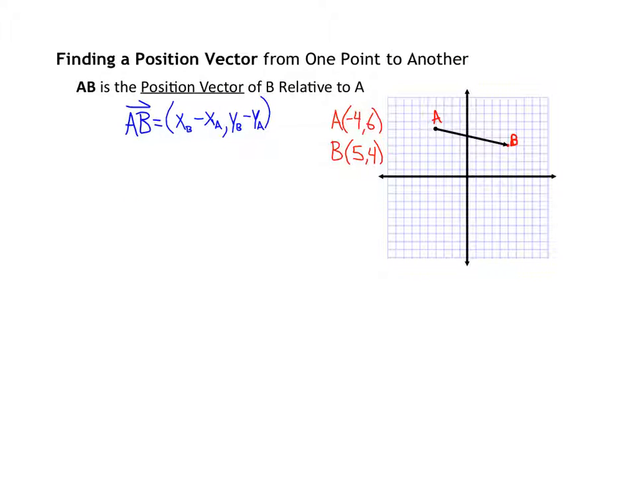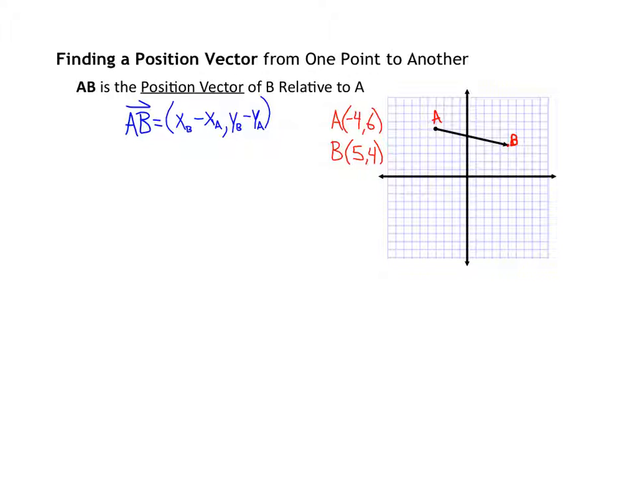However, what do you do if you do have the coordinates, okay? The nice thing is if you do have the coordinates, you don't actually have to draw it. In this case, we have point A, -4, 6, and point B is 5, 4. Okay? So, I simply subtract the x coordinates to get my horizontal component, and I subtract the y coordinates to get my vertical component.